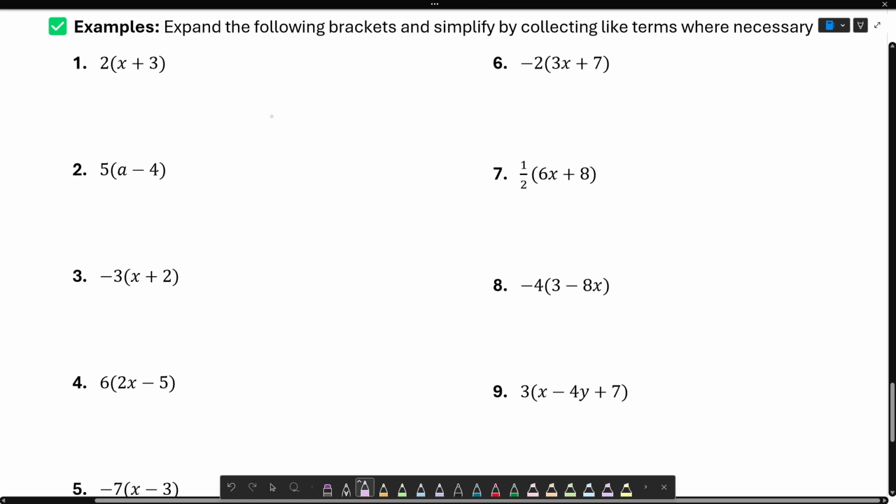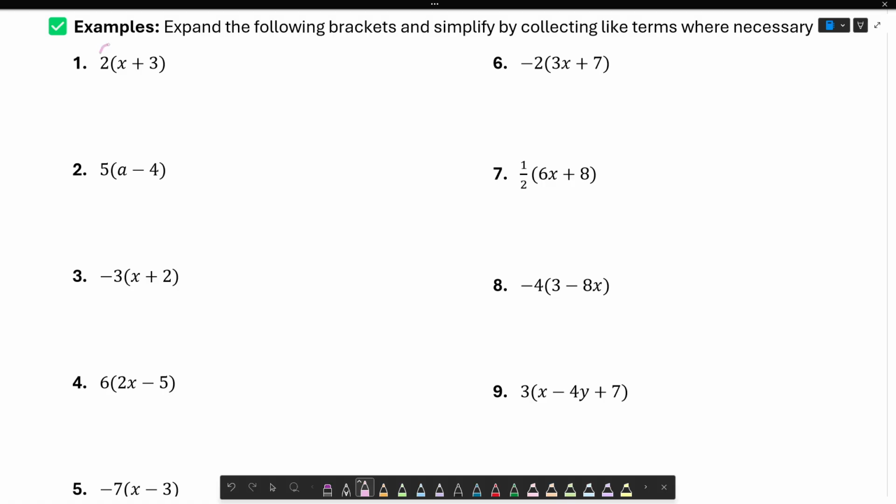For the first one, we are going to do a positive 2 times an x, which is positive 2x. And then we will have a positive 2 times the positive 3. So in this case, it's a positive 6. When we do the next question, it is 5 times a, which is 5a. And then we have 5 times minus 4, which will be a negative 20.